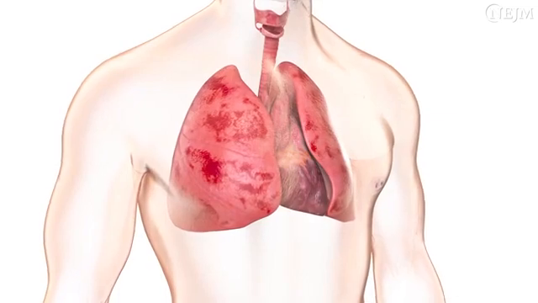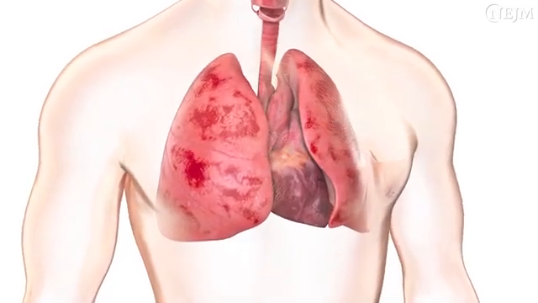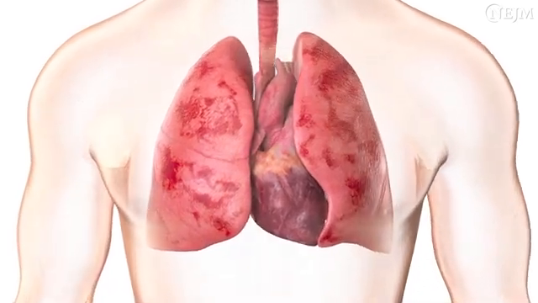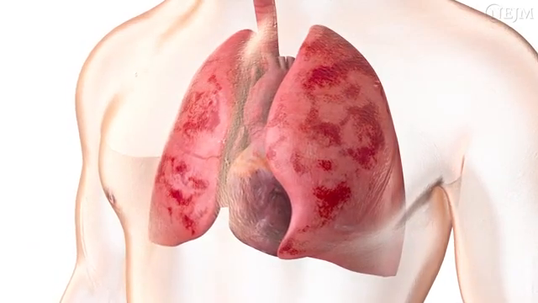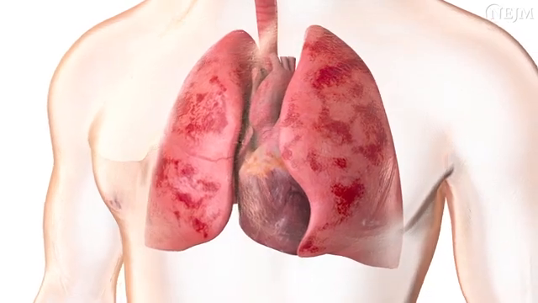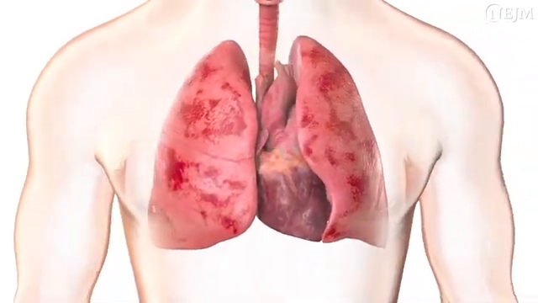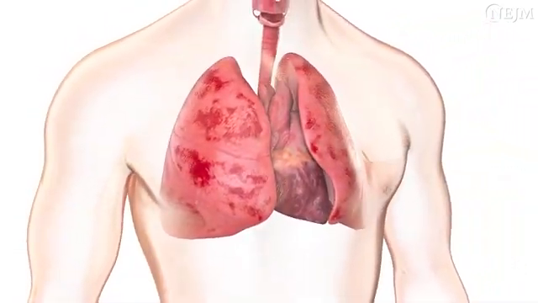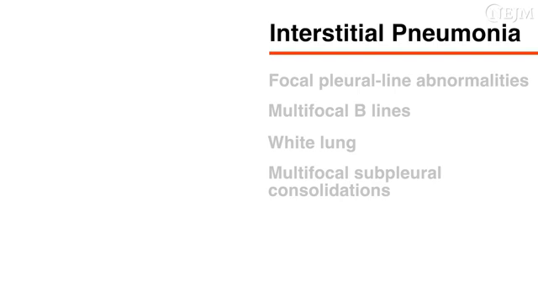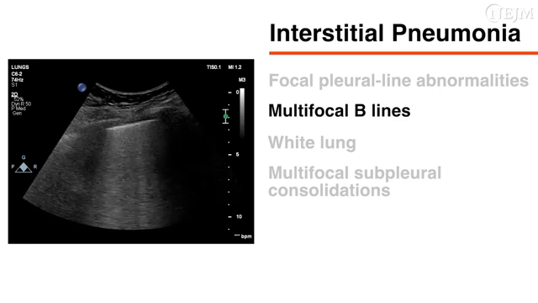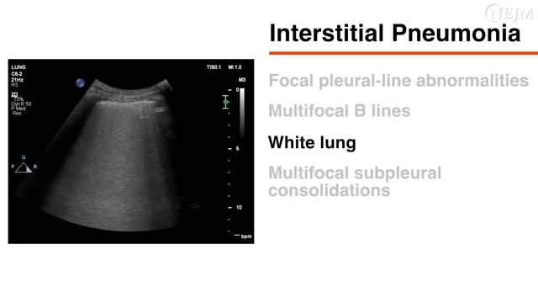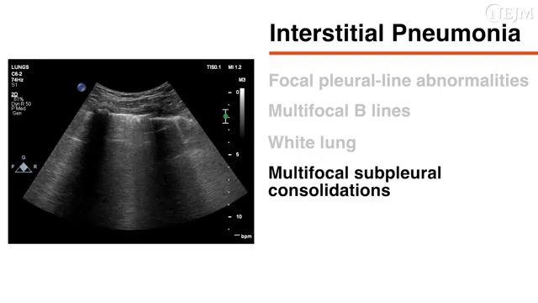Various factors lead to interstitial pneumonia, including viruses, toxic exposures, and autoimmune conditions. The most typical presentation involves multifocal lesions. Even in an advanced inflammatory process, the involved lung regions may be separated by fully aerated areas known as spared areas. In patients with viral interstitial pneumonia, the following features can be observed: focal pleural line abnormalities, multifocal B lines, white lung, which connotes severely injured lungs with poor aeration, and multifocal subpleural consolidations.